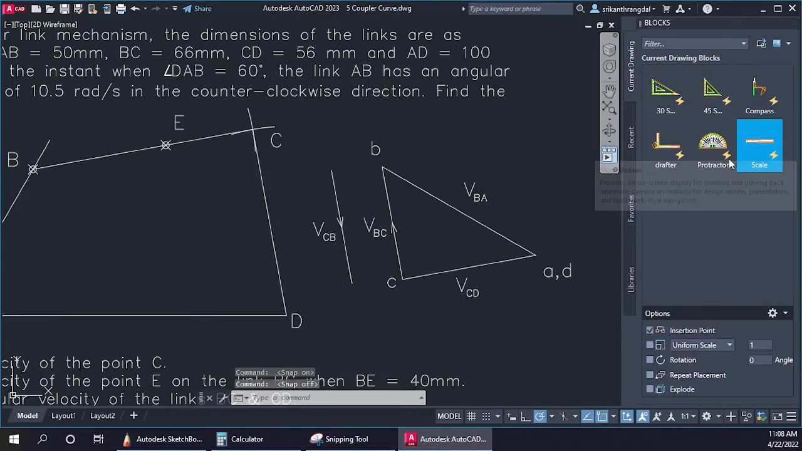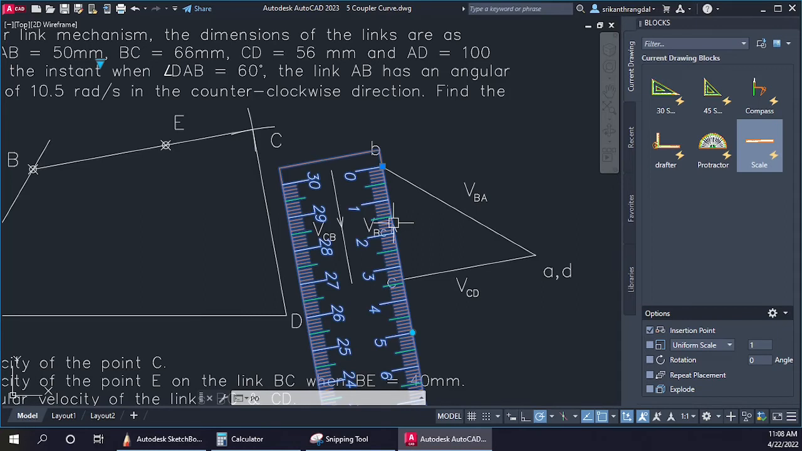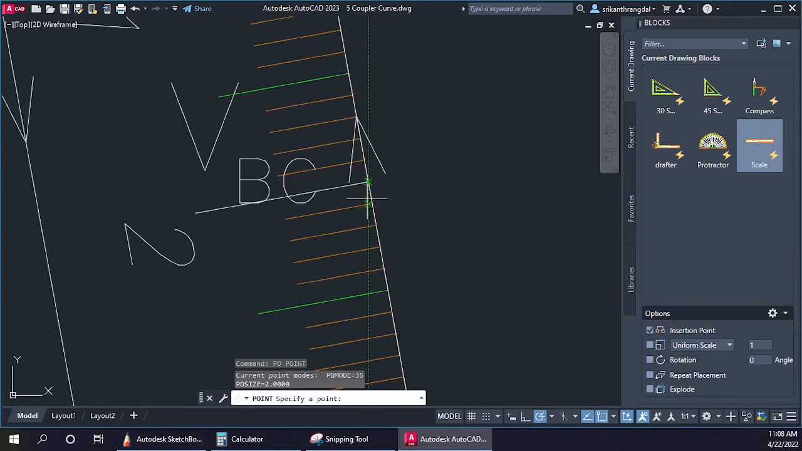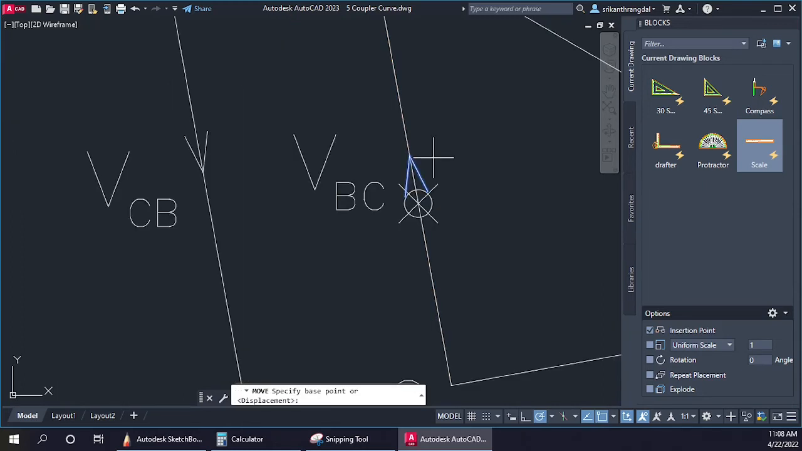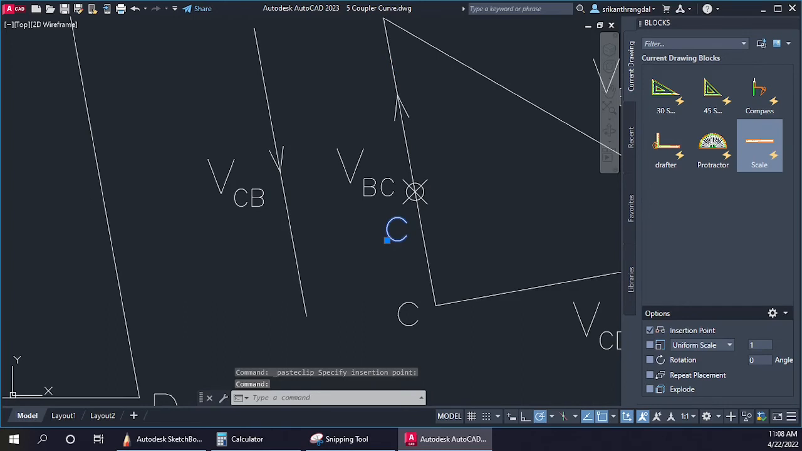So I need to come back here, take my scale, and on this length bc, I need to take a length of 20.5. So let me take a point, 20.5. So 20 is here, and 20.5 is going to be in between these two points. So this is my point. Now you can see that we have marked the point e. So this point here is e, small e of course.